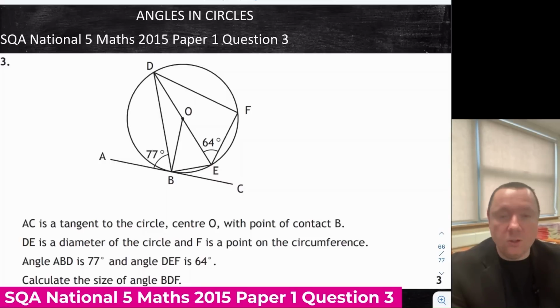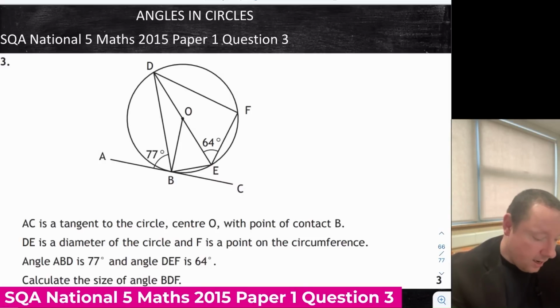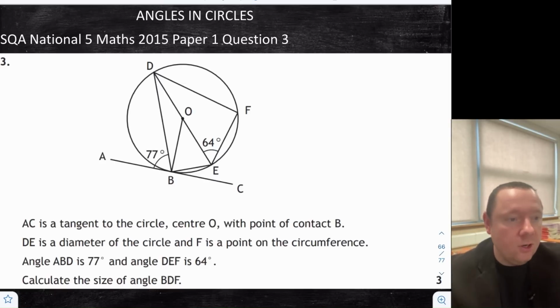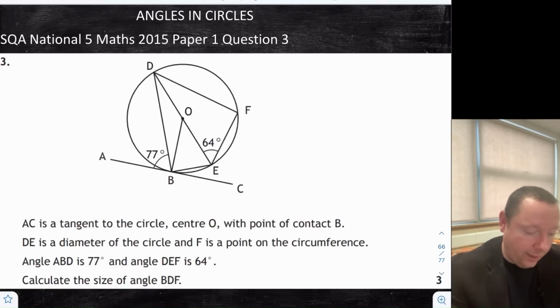2015 Paper 1 Question 3 said AC is a tangent to a circle centre O with point of contact B. D is the diameter, F is the point on the circle circumference. And it tells you 77 and it tells you 64, which is all in the diagram. And it asks you to calculate BDF. So I usually just start by calculating whatever I can really and just work my way down. So let's have a look at what we've got.